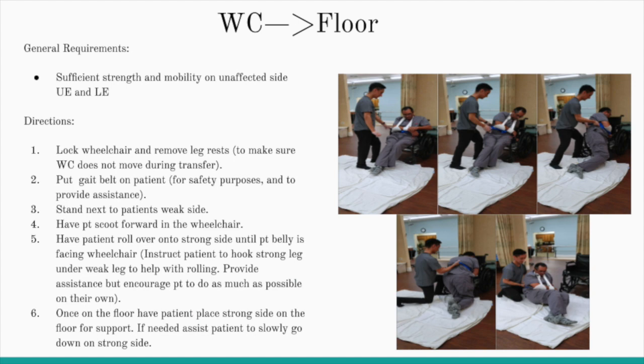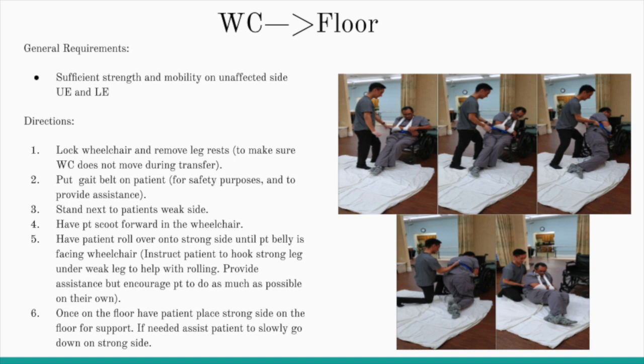Next thing you want to do is stand next to the patient's weak side and then have the patient scoot forward as it shows in one of the pictures here in the PowerPoint. Once they do that, you're going to have the patient roll over into the strong side. So again, encourage the patient to do as much as they can on their own, but also provide assistance if they need it. Once they start rolling, make sure that you keep instructing or cueing the patient so they can start rolling into their elbow all the way into their stomach so they can be facing the wheelchair.